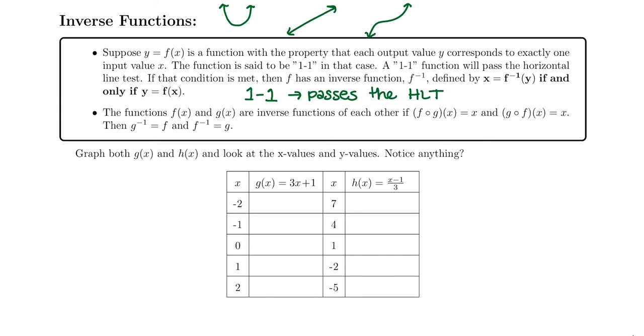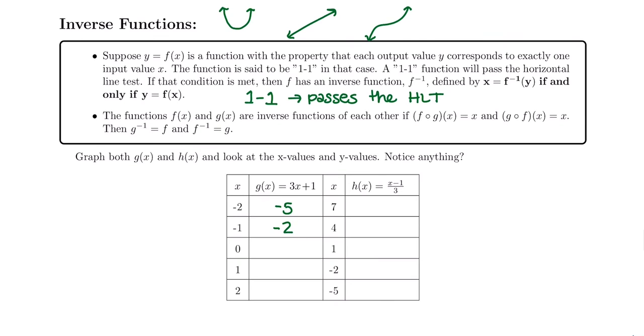So we have 3x plus 1, so 3 times negative 2 plus 1 is going to give me negative 5. Then if we plug in negative 1, we would get negative 3 plus 1 is negative 2. If you plug in 0, you get 1. Plugging in 1, you get 4. And plugging in 2, you get 7.